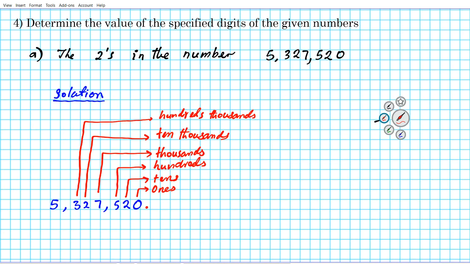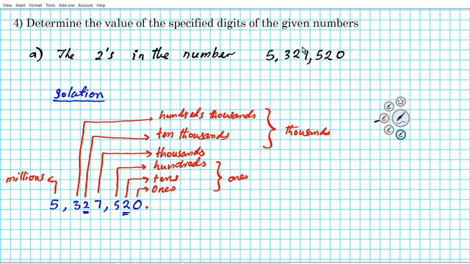Okay, so we have the thousands period, the ones period. We went over that before, so this is the ones, and then this right here is the thousands period, and then we're going to advance to the millions. Okay, so this 5 is in the millions place. We only care about the 2's for this problem. We care about this 2 right here and this 2 right here.